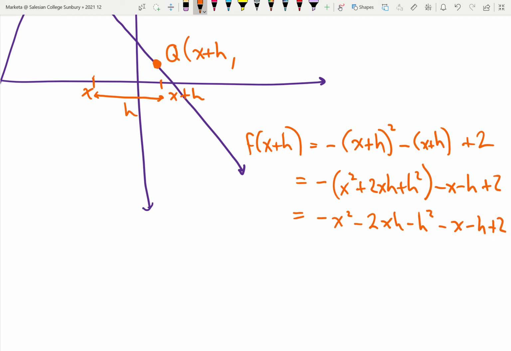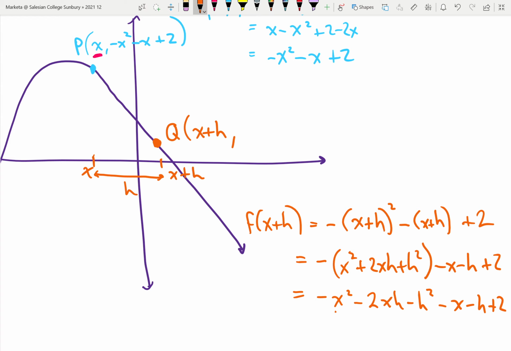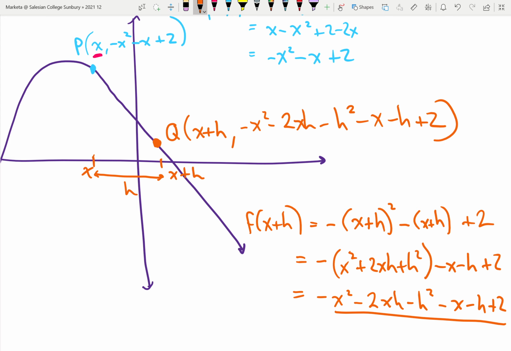So now I will collect any like terms. So I've got neg x squared. Well, I don't think we have any. So that's the end of it. So now I can say my y value, which is quite an extreme y value there, or f of x plus h value, is neg x squared minus 2xh minus h squared minus x minus h plus 2. So these are my 2 points, P and Q.